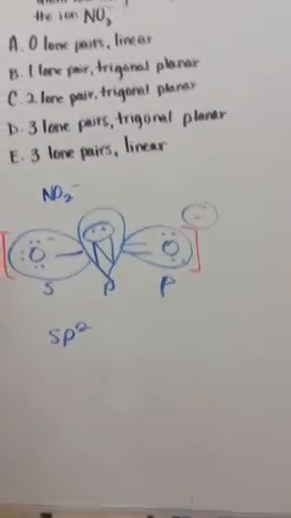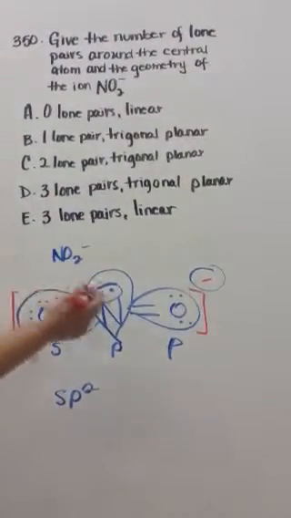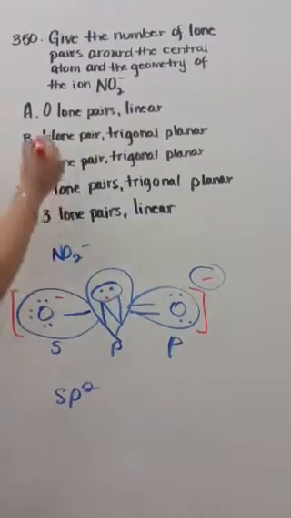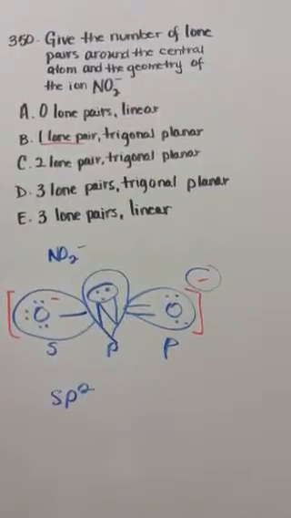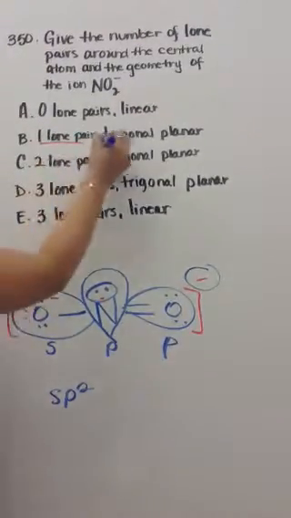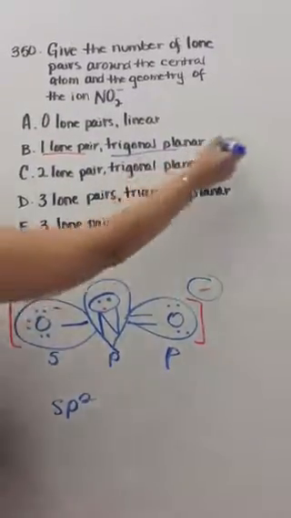So you look over to your answer choices, and you see that we found that it does have 1 lone pair. So B has 1 lone pair, and we also found that the molecular geometry was trigonal planar. So B has both of these, therefore B is your answer.